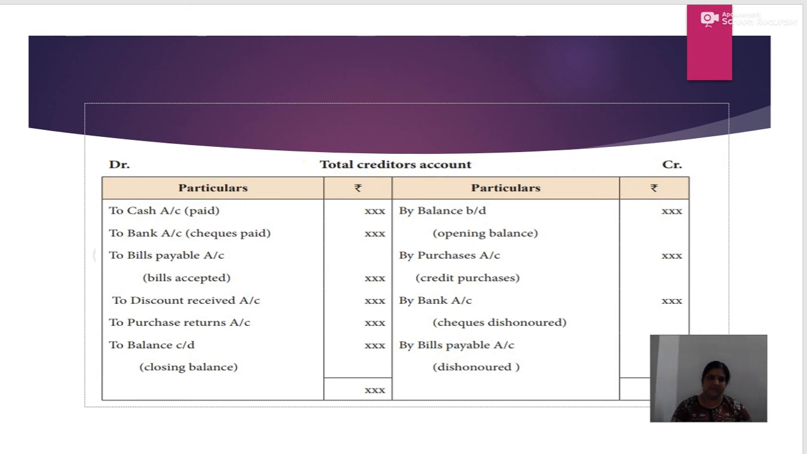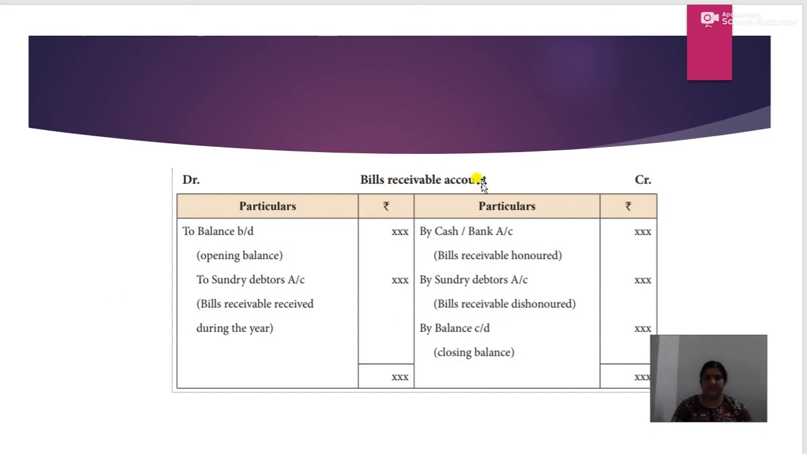Then the next account is this, that is bills receivable account. Now in case of bills receivable account, again bills receivable is an asset. So the bills receivable account will be having a debit balance. So write the opening balance, that is balance brought down. Then to sundry debtors, that is bills receivable received during the year.